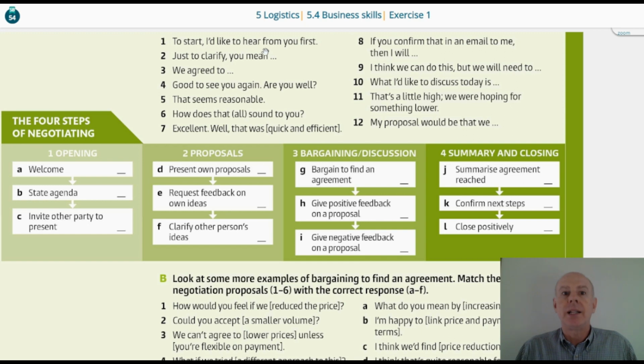Start, I'd like to hear from you first, and present own proposals. Now you that called the meeting, or the other person that called the meeting, is going to present their proposals. And this is here. My proposal would be that we... And probably there are differences between what the other person presented and what this part is presenting, right? And then there will be a request for feedback on own ideas. And this is here. How does that sound to you?